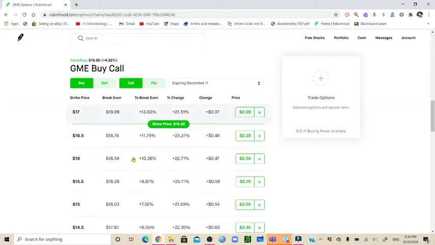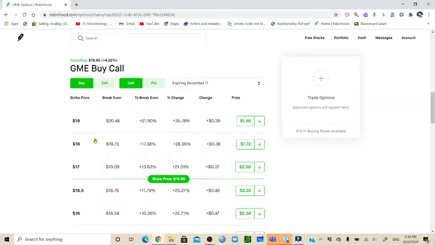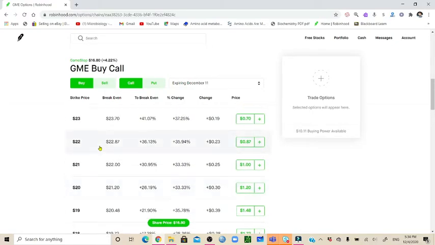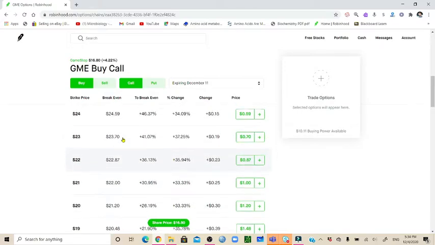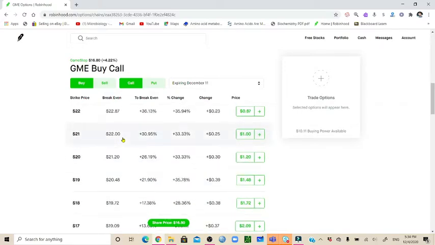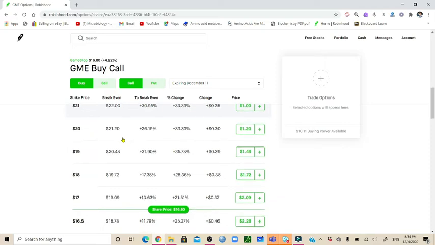In my opinion, in the money options are less risky than out of the money options. Out of the money options are cheaper, so you can buy more contracts with a small amount of money than with in the money options. However, they are very risky. So please, as I said, guys, trade responsibly and know where you're putting your money.